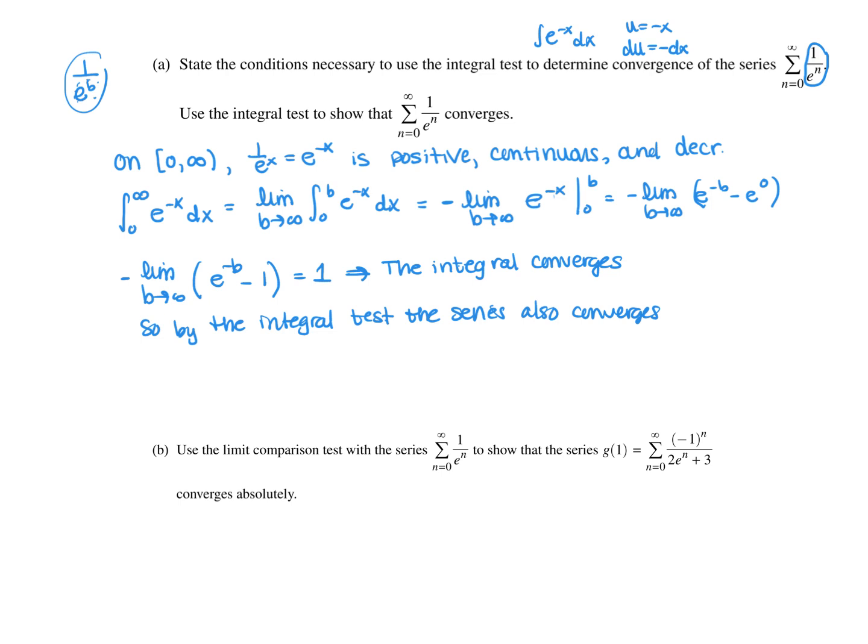Now, I don't think most of us would have approached this with the integral test. I think most of us would look at this and say, oh, it's geometric because we can rewrite it as this. R would be 1 over e, which is less than 1, so that's geometric, converges. But they asked us to do the integral test, so we must do the integral test or you'll get no points.